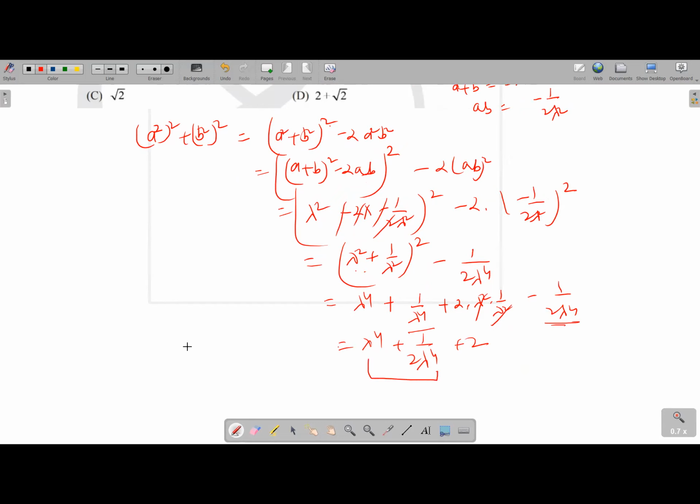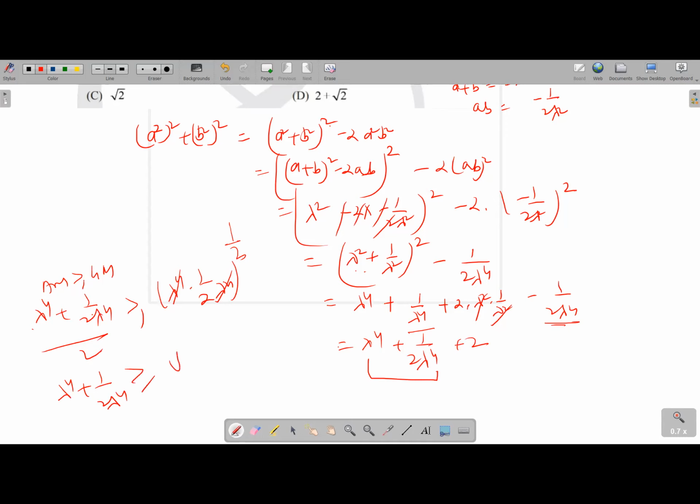So apply AMGM over here. So AM is greater than or equal to GM. So one term is lambda 4 and second term is 1 by 2 lambda 4. So this A plus B upon 2 is greater than or equal to A into B. This gone. So lambda 4 plus 1 by 2 lambda 4 is greater than or equal to 2 will multiply and 1 by root 2, right? So this is root 2.